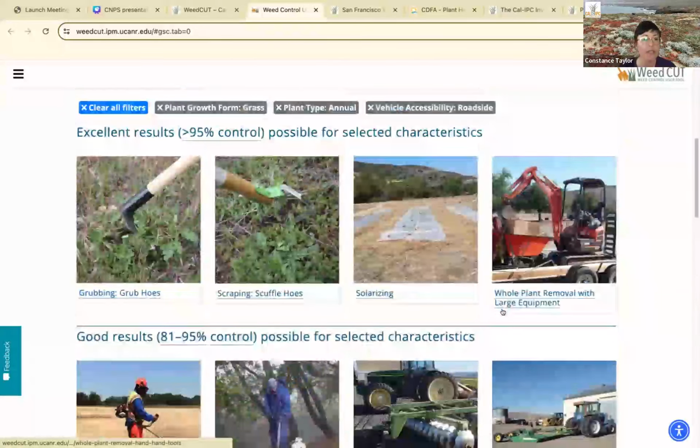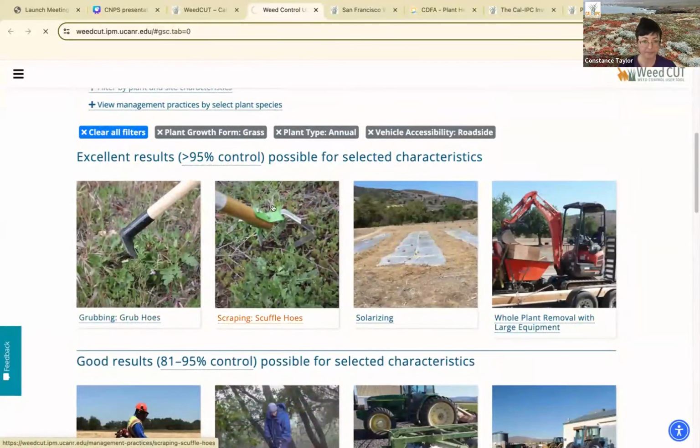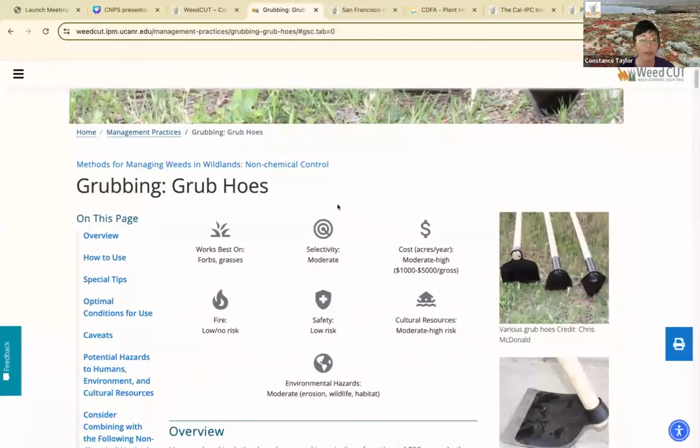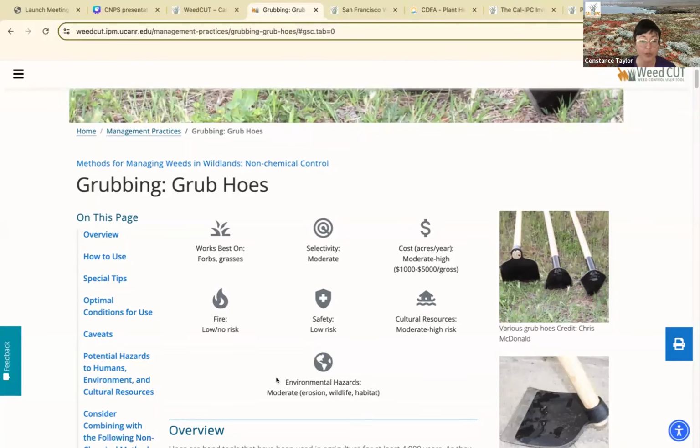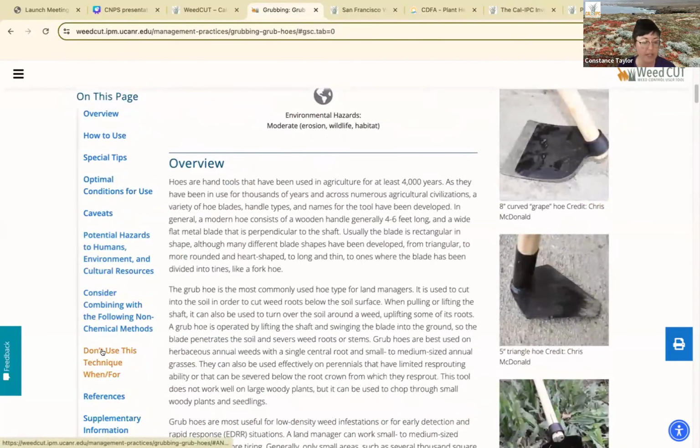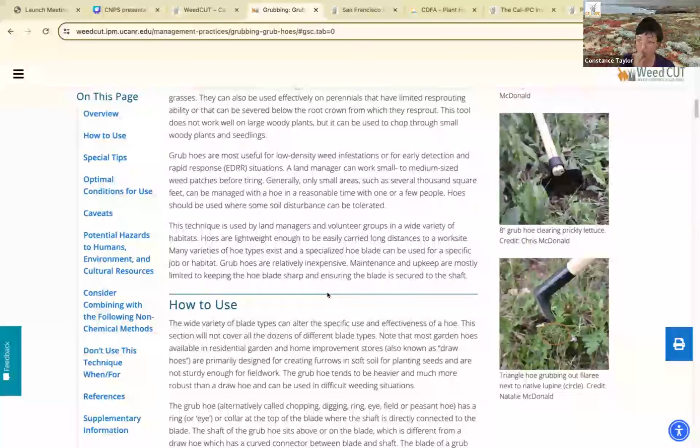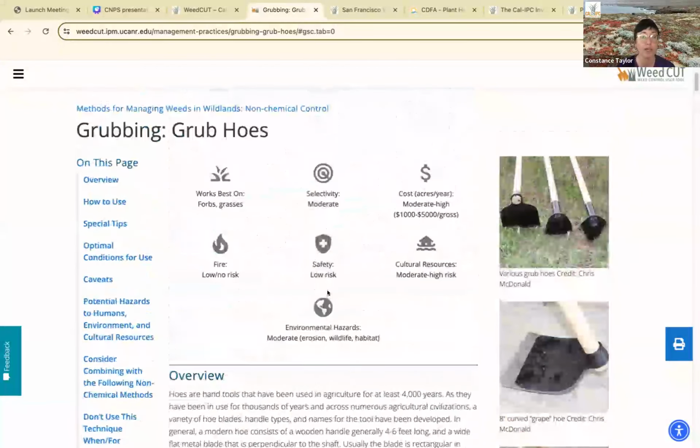So what do these things look like? Let's take a look at grubbing. Why not? So for all of these techniques, you're going to get this information up top. You'll get little thumbnails here. What's grubbing going to work on? How selective is it for your target plant? How much does it cost in acres per year? What's the fire risk? What's the safety risk? What's the cultural resource risk? What's the environmental hazard? And if you want to learn more about any of these characteristics, then it's all down here. And you can click on any of these things as well. This is just the index for all of this information here. So really handy if you are looking for an easy guide to different weed control techniques.